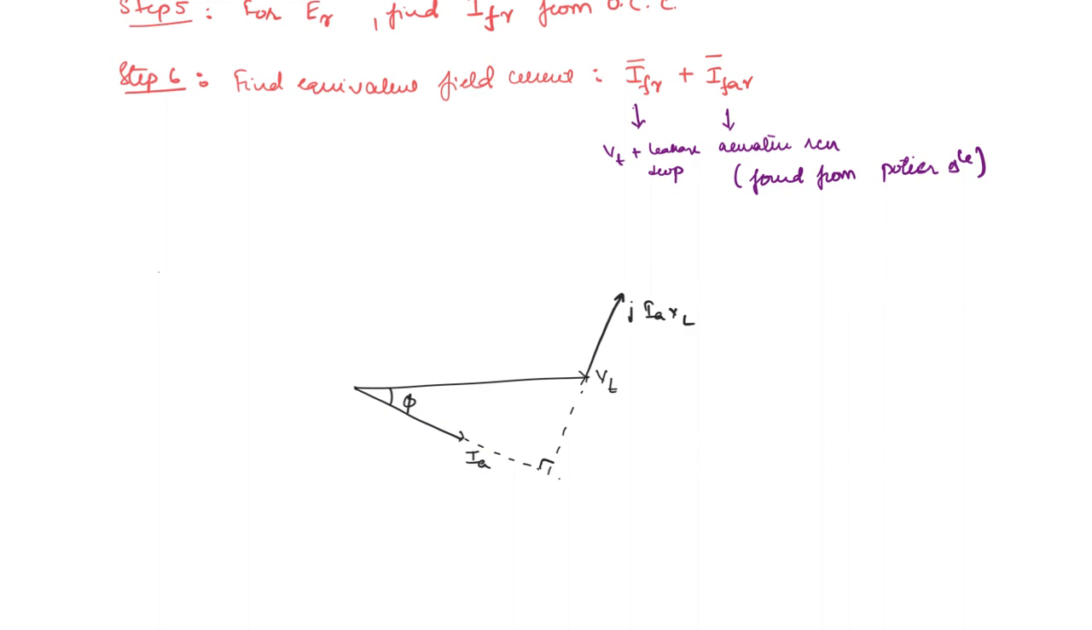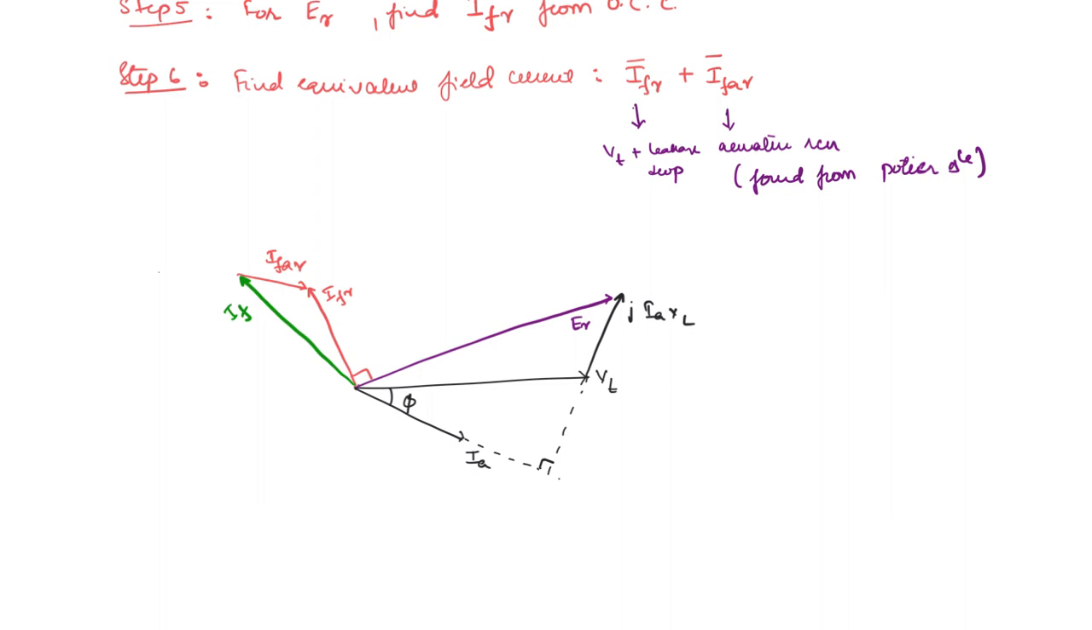Now if you add both of these, you are going to get ER. Now the field corresponding to this ER, that means IFR, will be 90 degrees leading, because flux leads the voltage by 90 degrees. So you are going to draw IFR like this. Next you can draw IFAR such that this and this are parallel. Now when you add both of them, you are going to get the required field current.